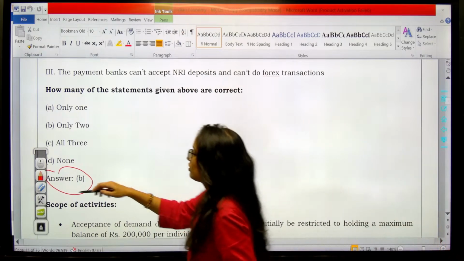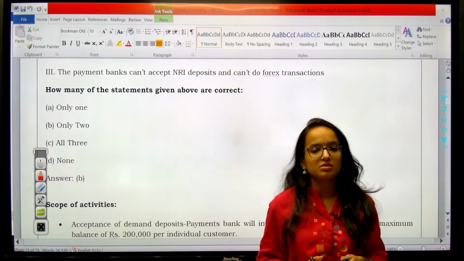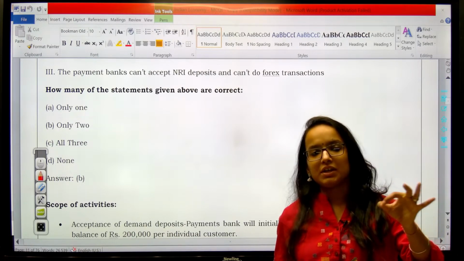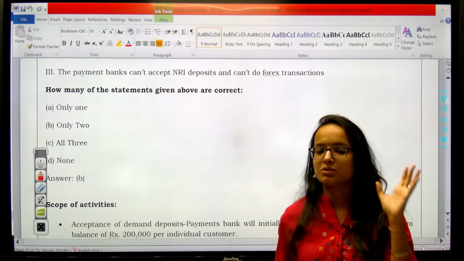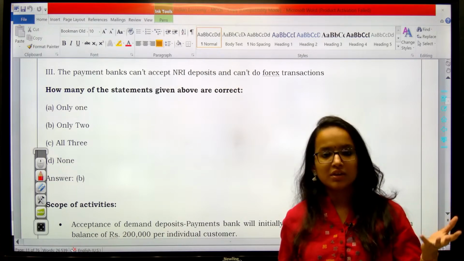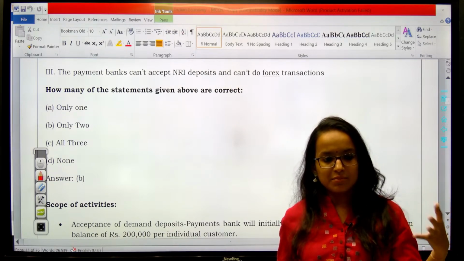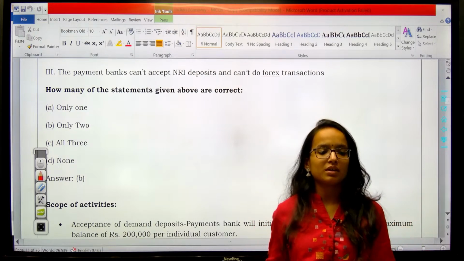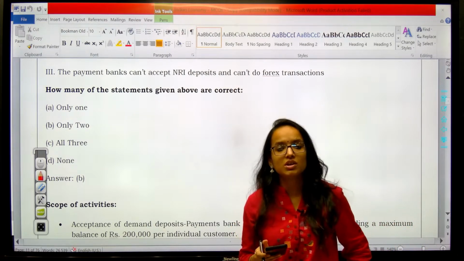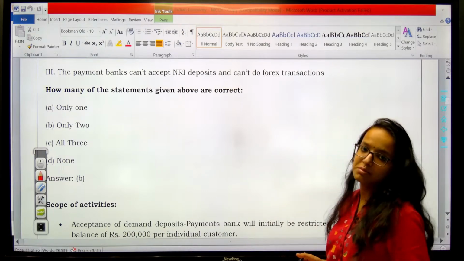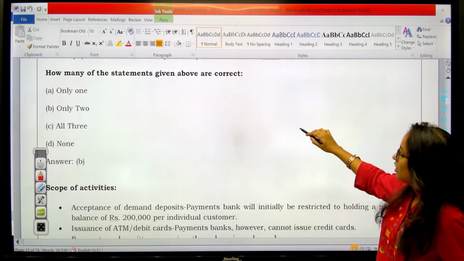Now let's just quickly take a view on payment bank, because this is important. One question I am asking to you: which committee gave recommendation for establishment of payments bank? This is another very important committee in the banking system chapter of Indian economy for UPSC. Which committee gave recommendation for setting up of payments bank? Answers please. Very good. Nachiket More committee. Yes, Nachiket More committee gave the recommendation. Very good. I appreciate that.